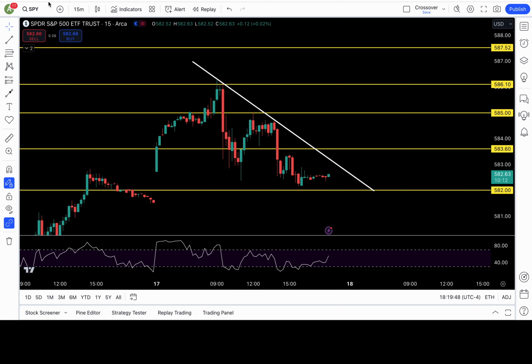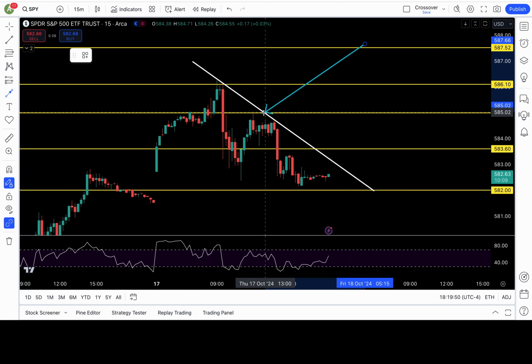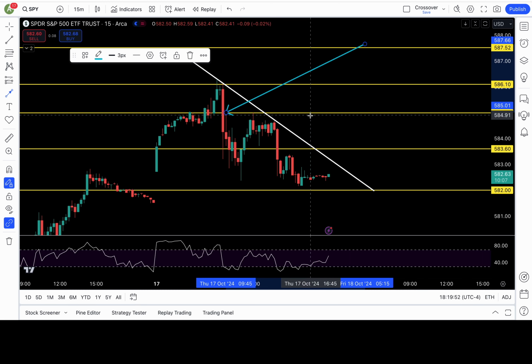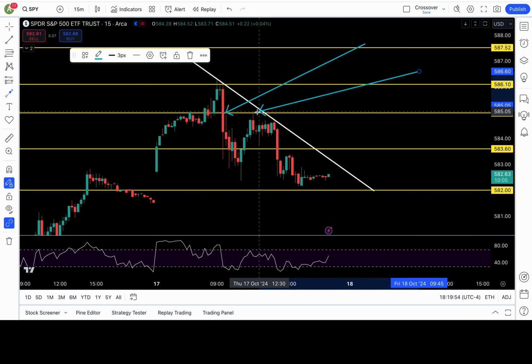Goodness gracious, look at the beautiful breakdown right there. Breakdown of my 585 level. It even came back and backtested it as resistance. You see it closed above it in the pre-market, but trading hours could not hold, rejected from my 586.10-ish level, broke down 585, treated it as resistance and pushed downwards, coming very close to my 582 level. Intraday price action was bearish and we traded as such.